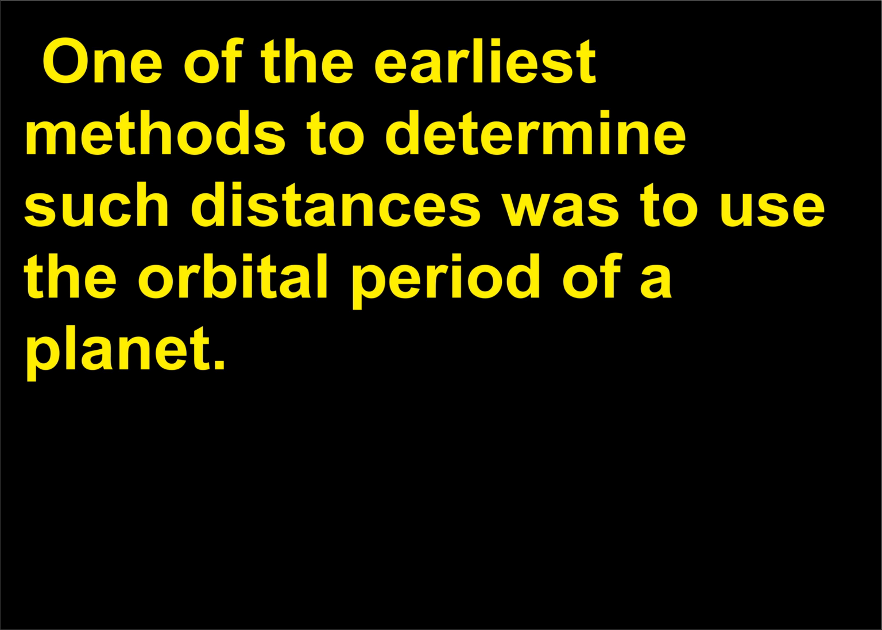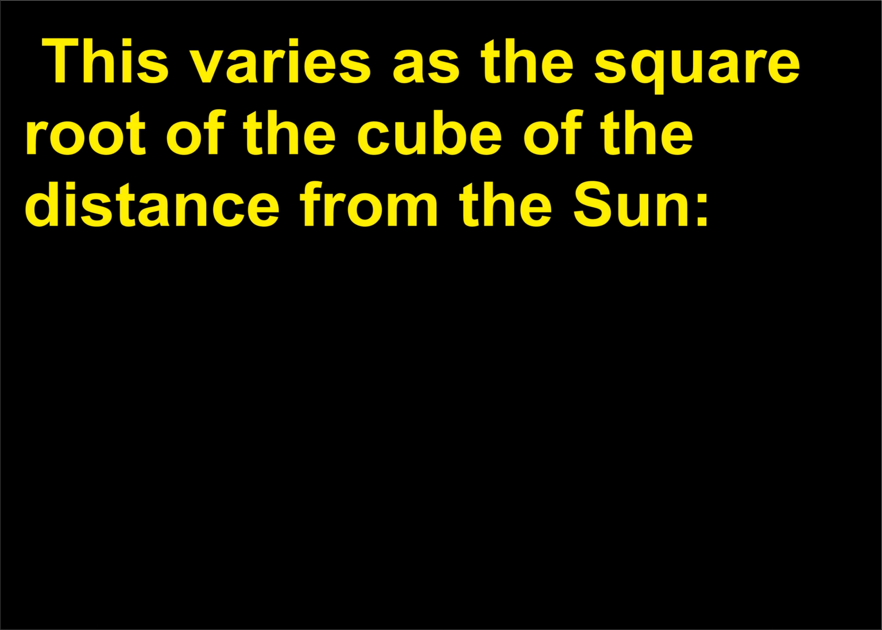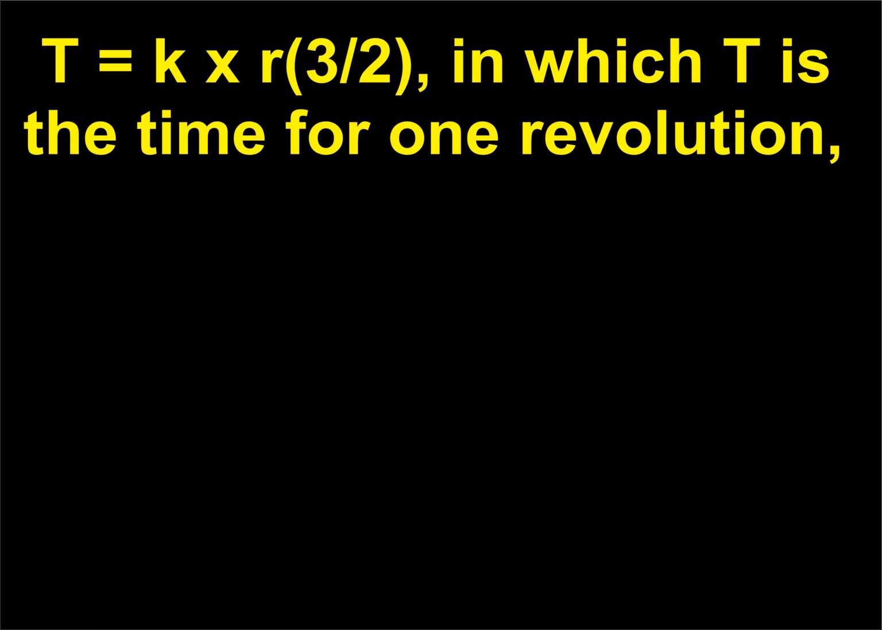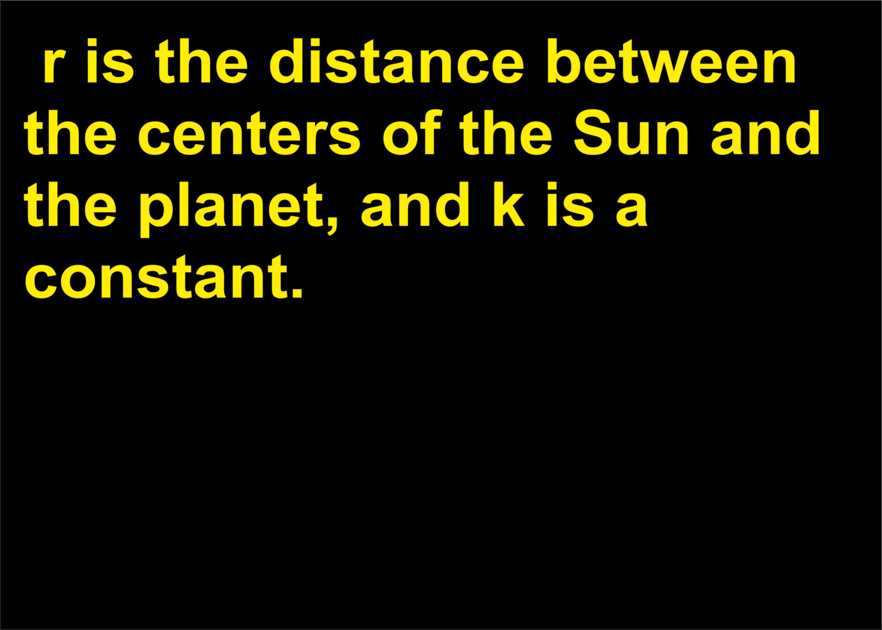One of the earliest methods to determine such distances was to use the orbital period of a planet. This varies as the square root of the cube of the distance from the Sun. T equals k×r^(3/2), in which T is the time for one revolution, r is the distance between the centers of the Sun and the planet, and k is a constant.